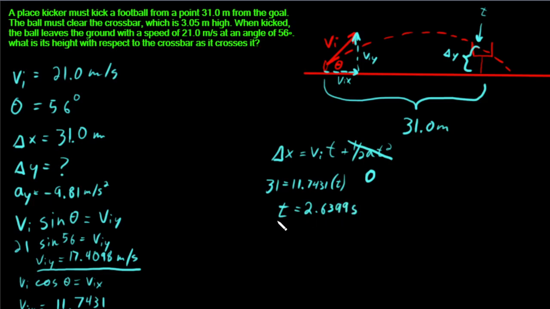Again, keeping way more decimals than are actually reasonable, but that's what we have to do in this case. Computers don't care if you're reasonable, they just care if you have the answer within some percentage of theirs. All right, so that means that the time to this point is 2.6399 seconds. So my time is 2.6399 seconds. It's not a 5, that's a seconds. All right, and so I need to know delta y at that point.